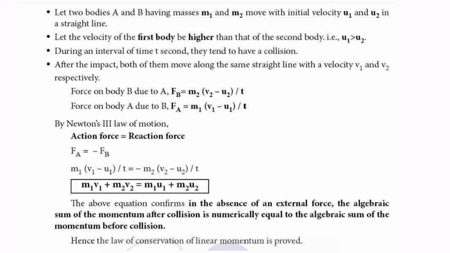Force on body B due to A, Fb is equal to m2 into (v2 minus u2) by t. Force on body A due to B, Fa is equal to m1 into (v1 minus u1) by t. By Newton's third law of motion, action force is equal to reaction force. Fa is equal to minus Fb. m1 (v1 minus u1) by t is equal to minus m2 (v2 minus u2) by t. So m1 v1 plus m2 v2 is equal to m1 u1 plus m2 u2.